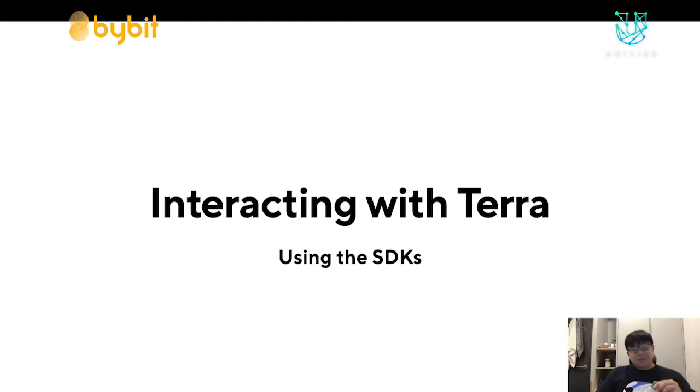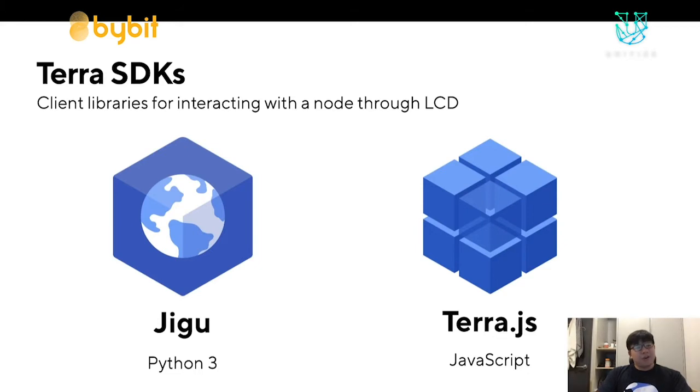So right now, I'm going to spend the rest of the presentation talking about how you can use Terra with the SDKs and how you can start programming things with Terra and eventually use smart contracts. There are currently 2 Terra SDKs released. One is called Jigu. It's for Python 3. And the other one is called Terra.js, which is for JavaScript. In this workshop, I'll be using the examples with Jigu, but the concepts will be easily translatable into Terra.js with a bit of looking at the documentation.